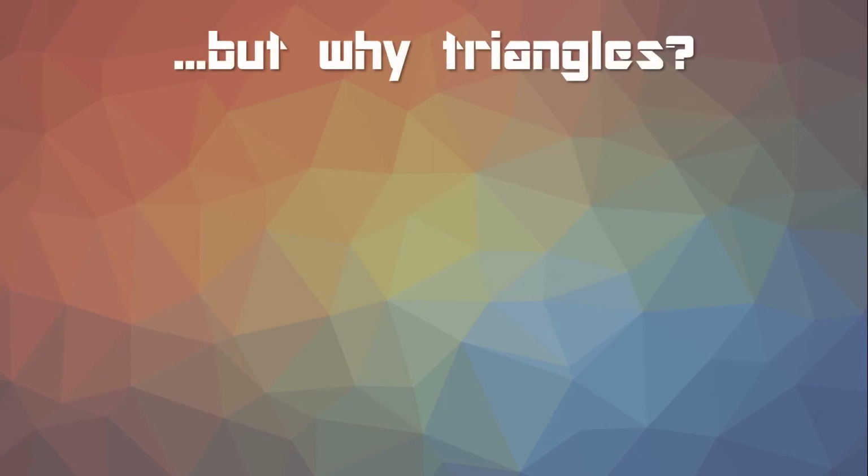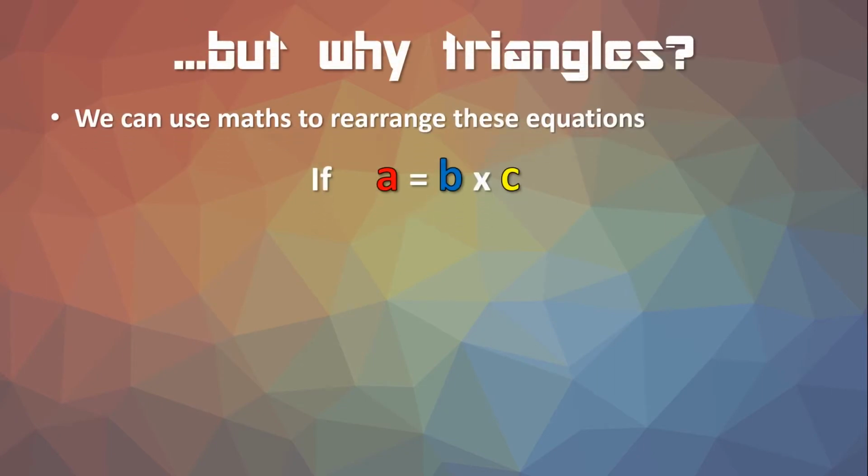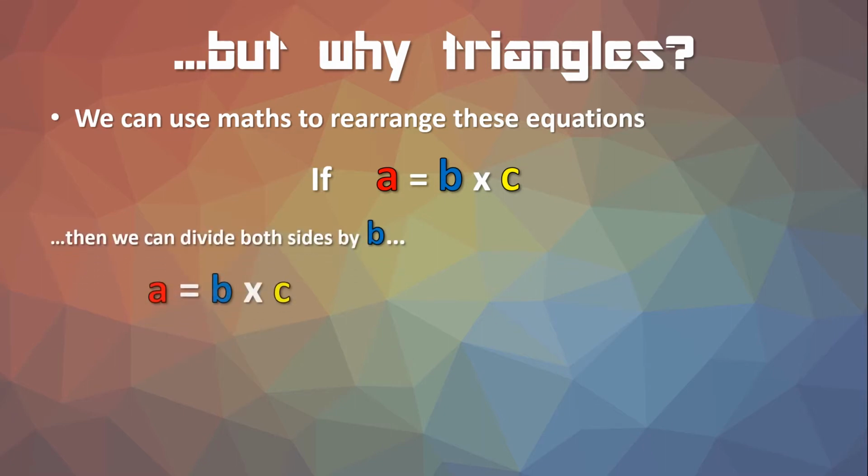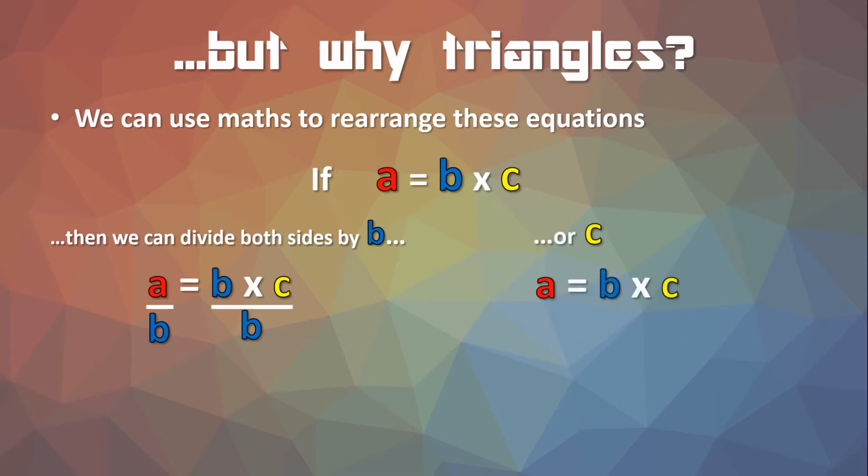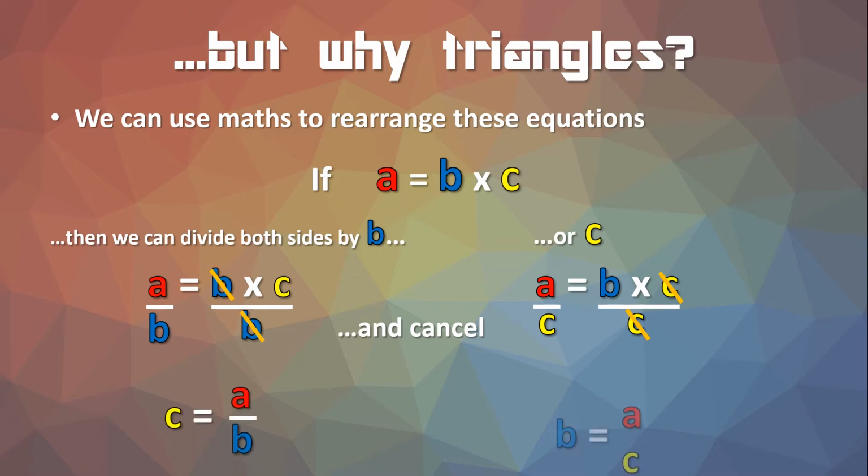We can also use maths to rearrange this equation. If A equals B times C, we can divide both sides by B, like this, or we can divide both sides by C, like this. Either way, we can then cancel because B divided by B equals 1 and C divided by C equals 1. We now have two new equations. C equals A over B and B equals A over C.